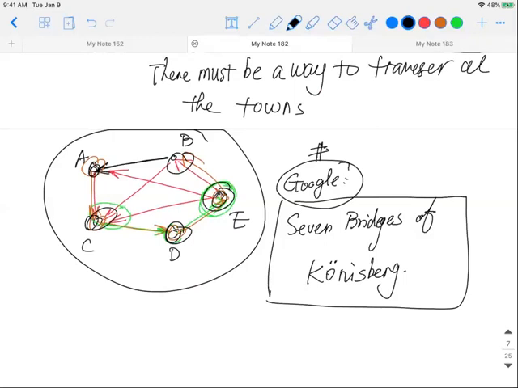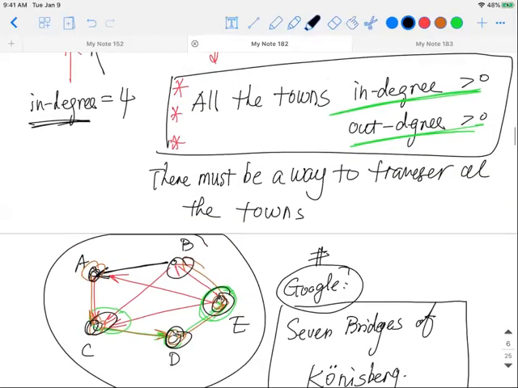Okay, so now we have an idea. This is our conclusion, I just want to give you this conclusion. As long as, for all the points, every single time I have something coming in, the in degree is greater than 0 and the out degree is greater than 0, I will be able to figure out everything. I will be able to traverse all the towns in the arrangement. Okay, we're on the same page.